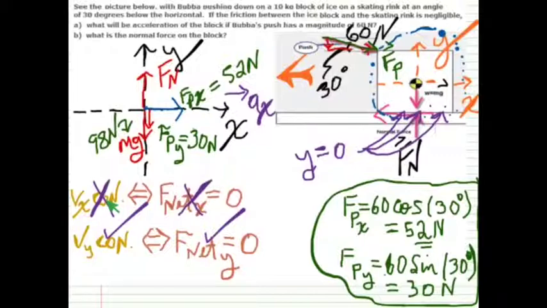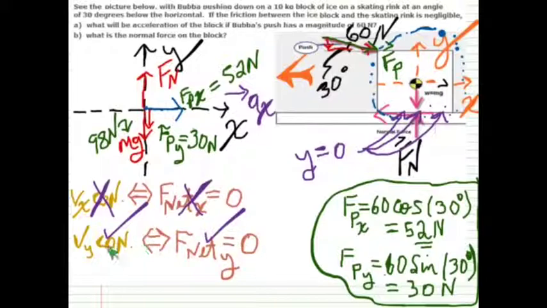And so if the velocity is not constant, then the change in velocity is not 0, and so the acceleration along the x-axis is not 0, and it must be in the direction of the net force along the x-axis, the 52 newtons. Now we go and ask the same questions independently of the y-axis.